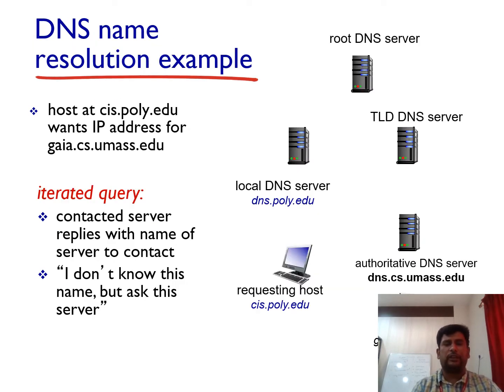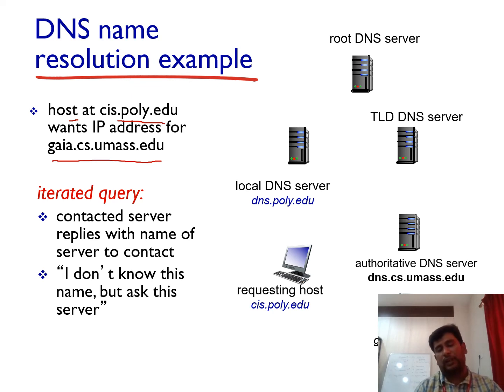Right. Let's observe this domain name system name resolution example. Here we have two different types: iterated queries and non-iterated queries. But let's understand the working using a simple example. The host at cis.poly.edu wants the IP address for the website gaia.cs.umass.edu. So it's trying to get the IP address of this particular URL. What will be done?